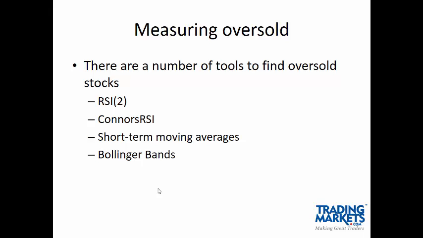You could use short-term moving averages or moving average crossovers. A combination of the 3- and 5-day moving average or the 5- and 10-day moving average, with extreme deviations from the moving average being another possibility. Bollinger Bands, when a stock moves very far above or below an upper or lower Bollinger Band, also provide a way to define oversold conditions.